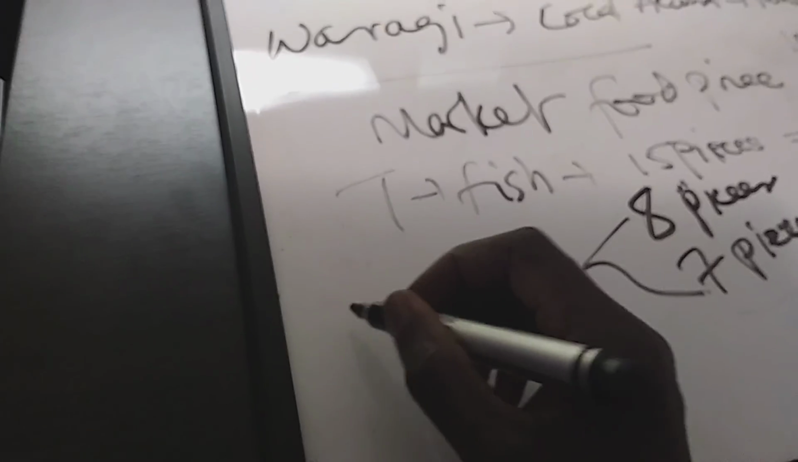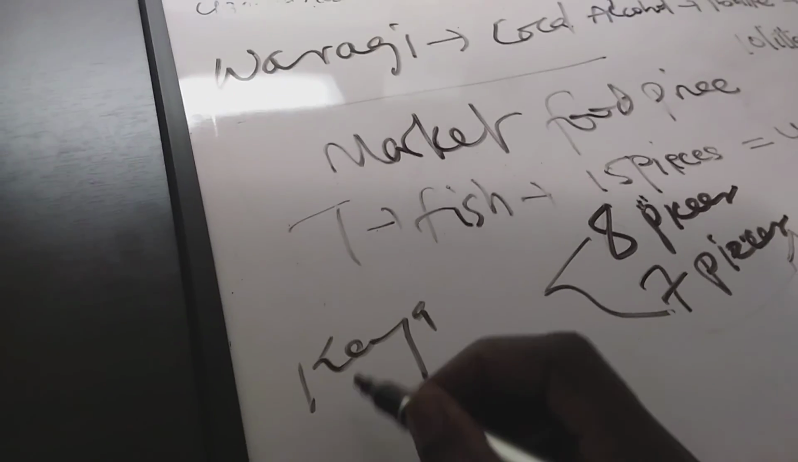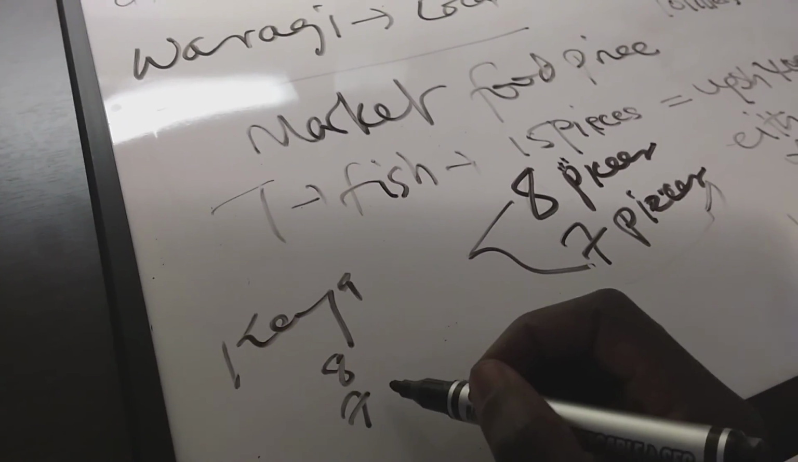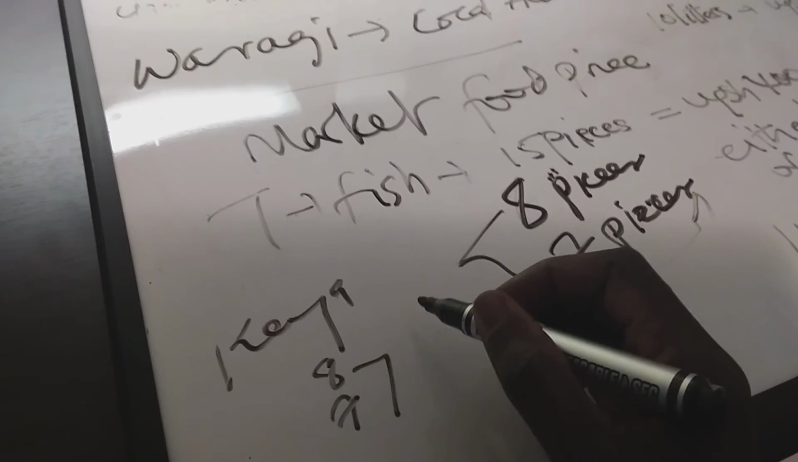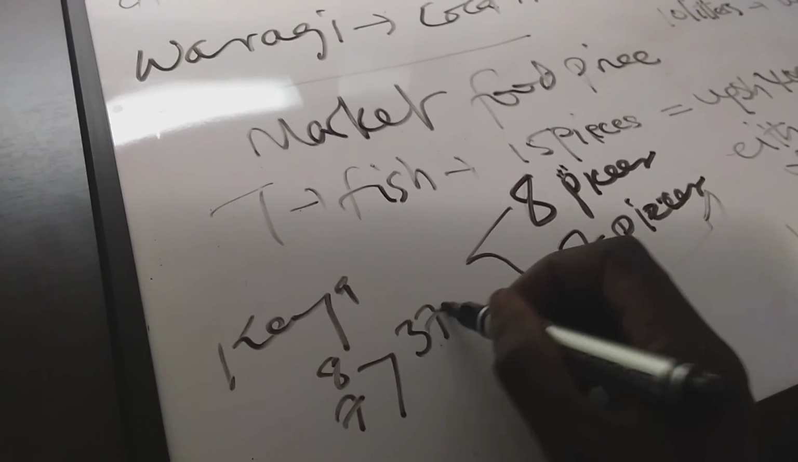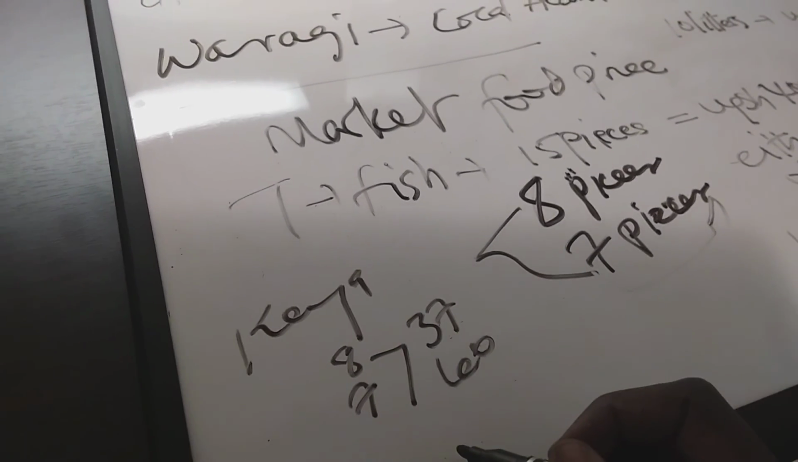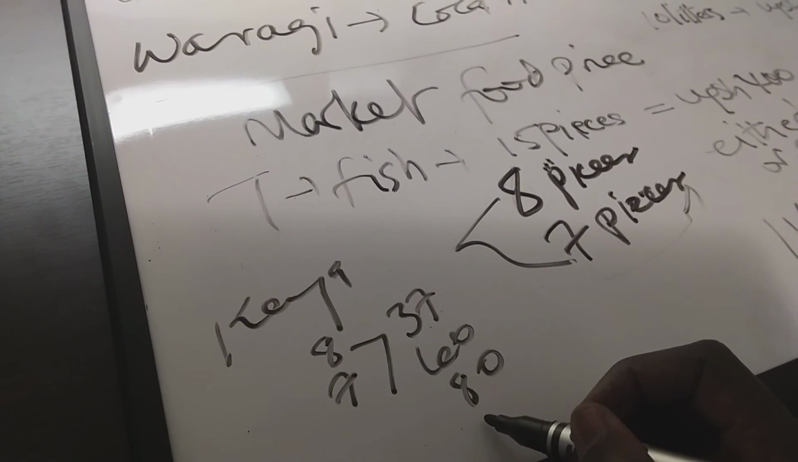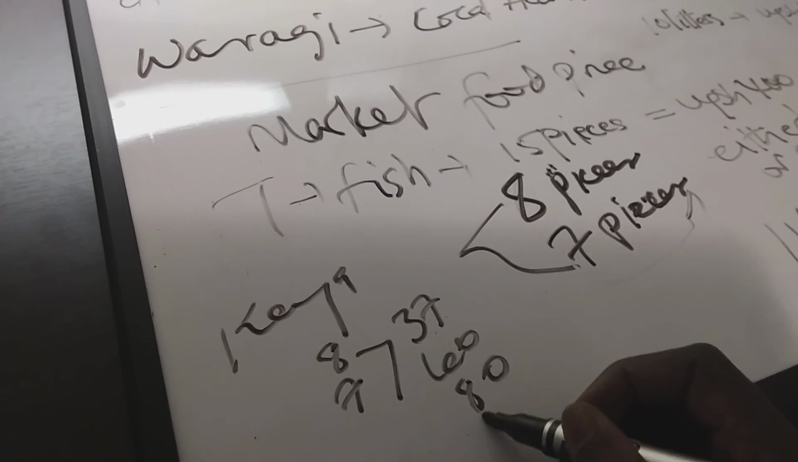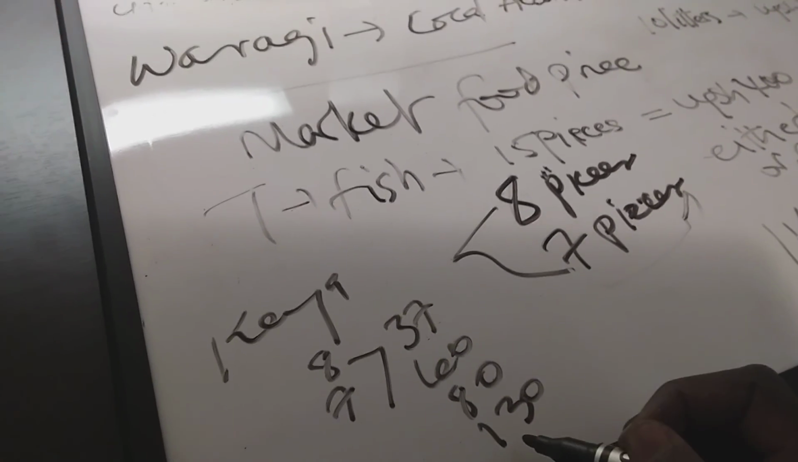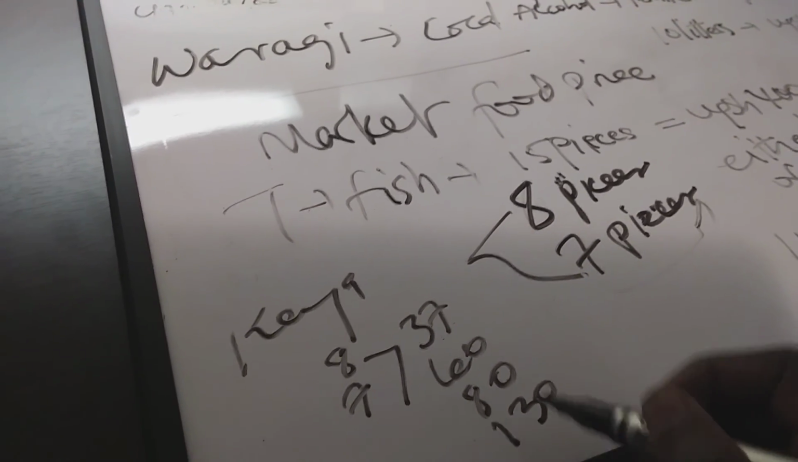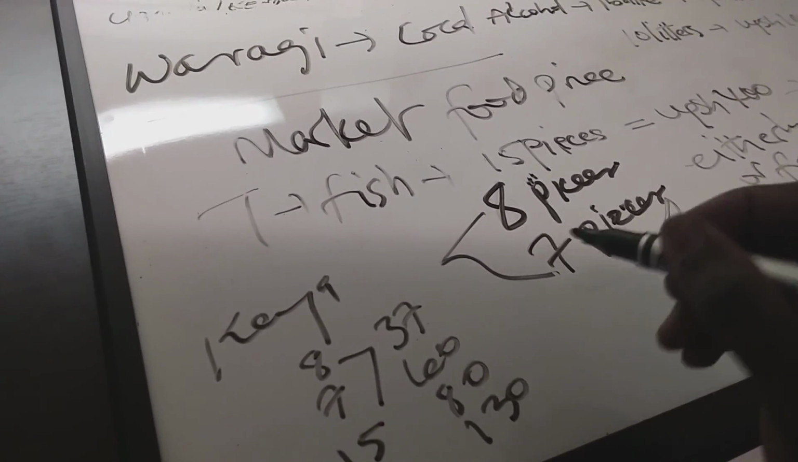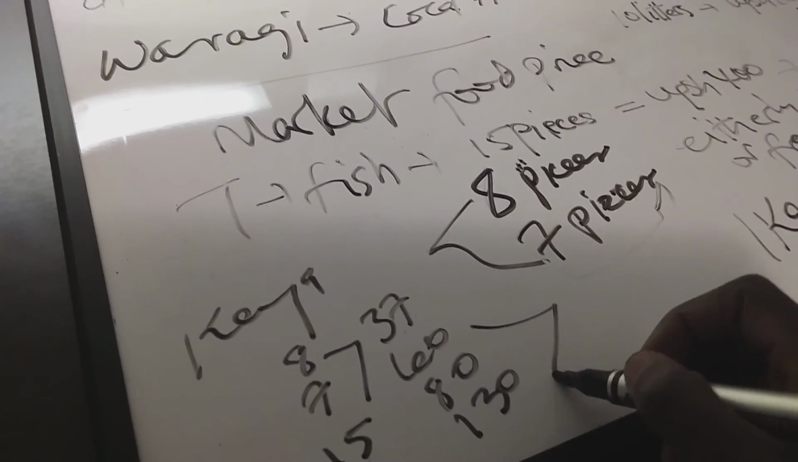Of course, in Kenya, 7 pieces is roughly 37, roughly 60, roughly 80, roughly 130. That is roughly 15 pieces of tilapia fish.